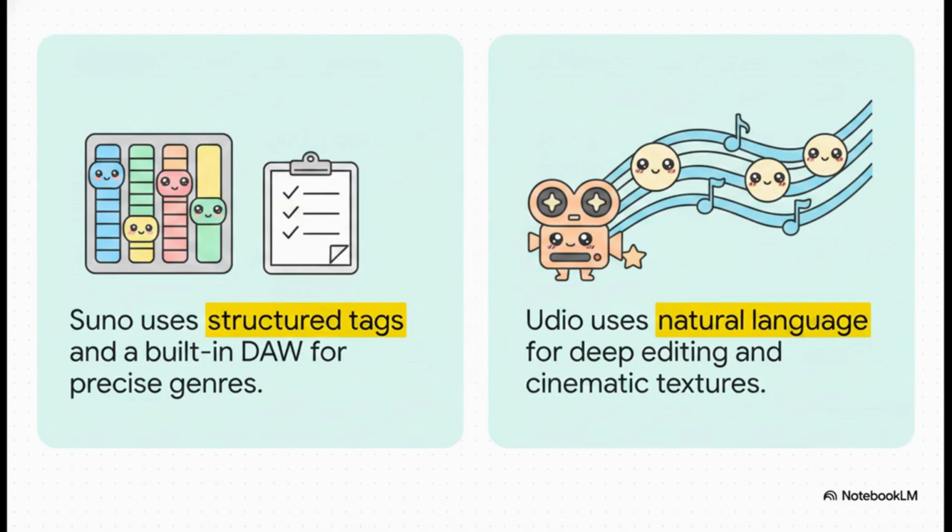broad genres super quickly. Udio, on the other hand, is fluid. It prefers natural language. It boasts really deep timeline editing capabilities and is widely considered exceptional for instrumental, orchestral, and cinematic textures. Basically, Suno executes instructions while Udio interprets your creative intent. Knowing which one to pull off the shelf is half the battle.